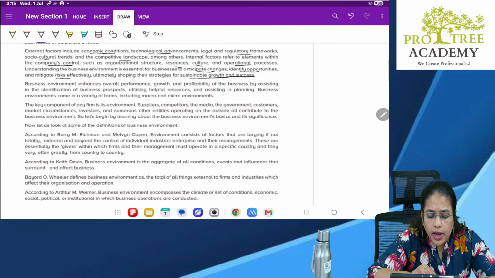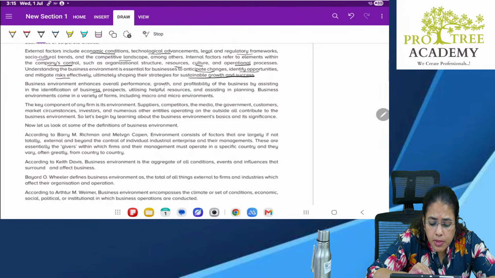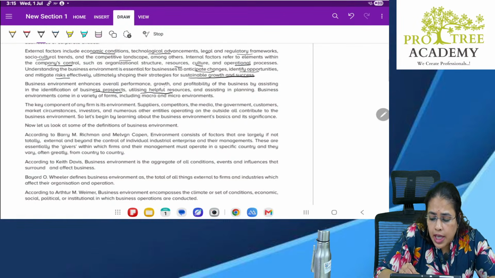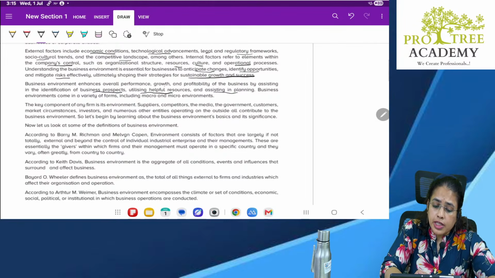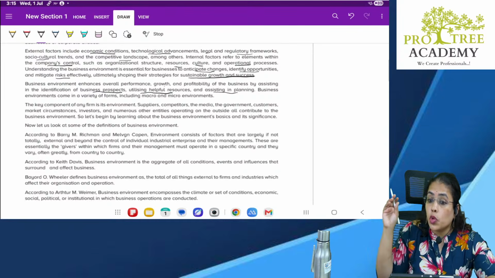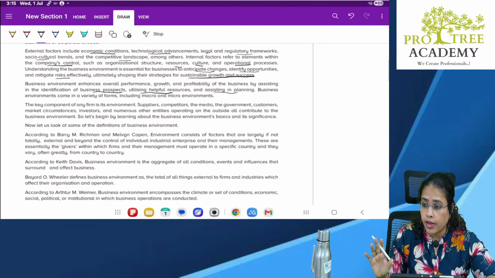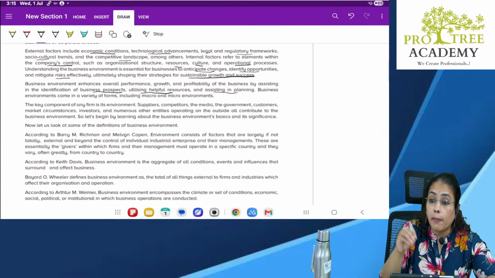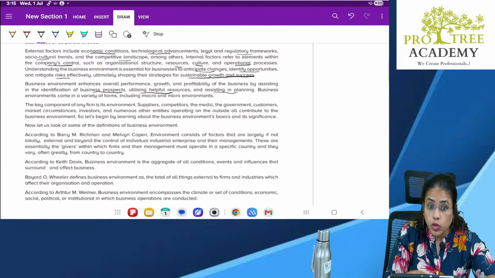Business environment enhances overall performance, growth and profitability of the business by assisting in identifying the business prospects, utilizing helpful resources and assisting in planning. So what and all other things will it do? It will tell the business how you can prosper, how you can utilize whatever you are having, and it will assist you in planning. What kind of plan can you take? What is the demand in the market right now? So that kind of plan you can take.